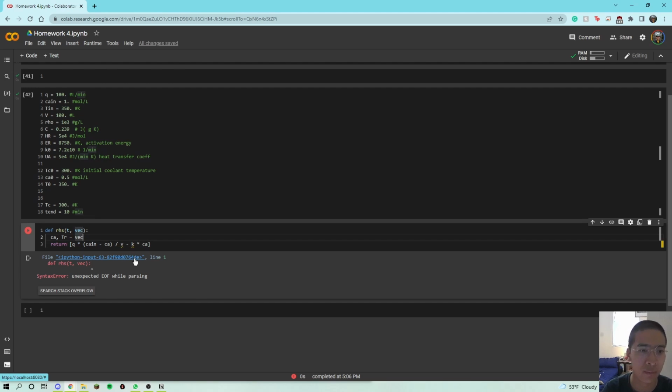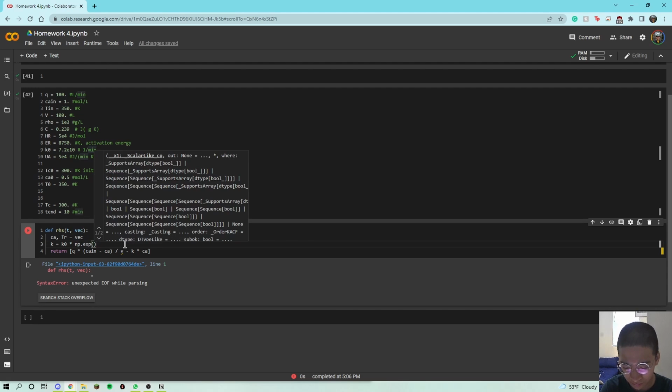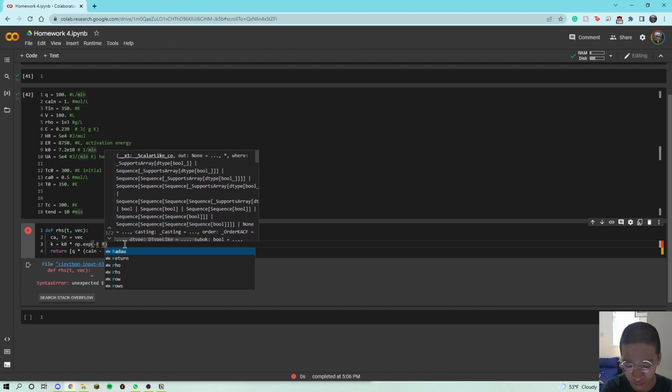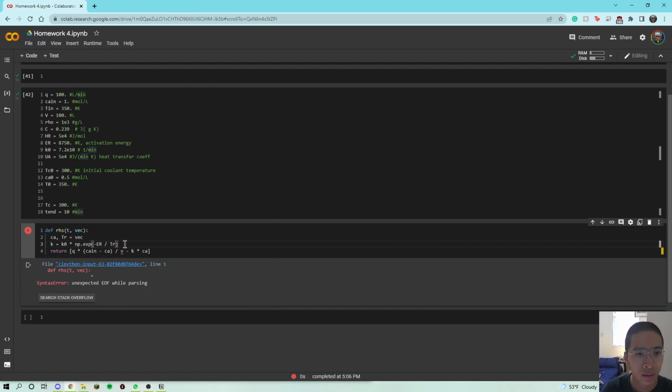times concentration of A. And you might say, Quan, we're not given K. What is K? What do we do with K? Well, remember from the beginning of our derivations, we pointed out that we are using the Arrhenius equation because we're given K naught and we're given activation energy over R. So, therefore, K is equal to K naught times np.exp of negative E over R, divided by T. Alright, there we have K defined now.